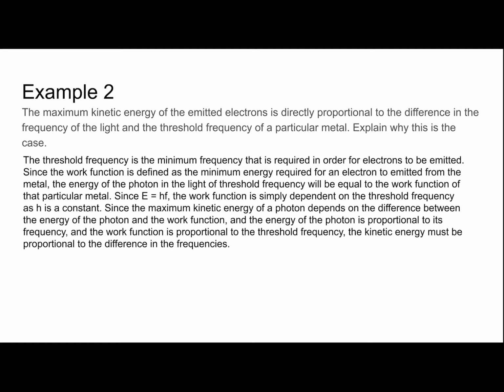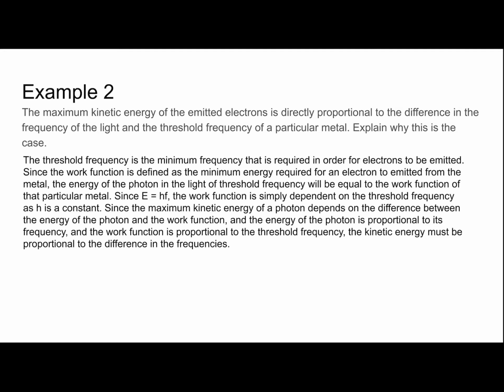Since the maximum kinetic energy of an electron depends on the difference between the energy of the photon and the work function, maximum Ek equals the energy of the photon minus the amount of energy needed to bring it to the surface of the metal. The energy of the photon is proportional to the frequency, because h is a constant. Planck's constant is 6.63 times 10 to the power of negative 34. And the work function is proportional to the threshold frequency. Therefore, the kinetic energy must be proportional to the difference in frequency.